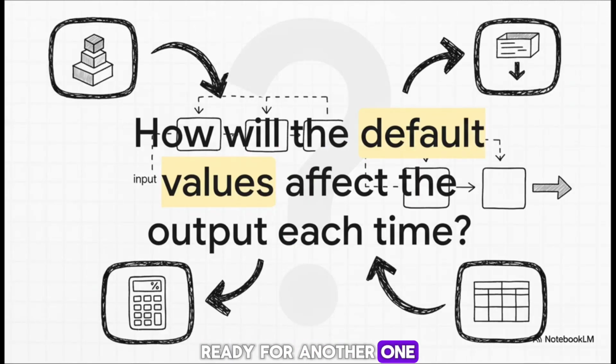Okay, ready for another one? This is a classic pattern you'll see with default arguments. We have 3 separate calls to the same exact function. Let's see how those default values for quantity and discount change things up with each call.